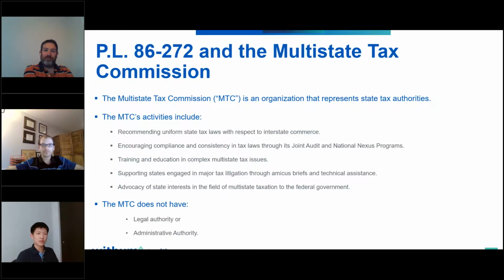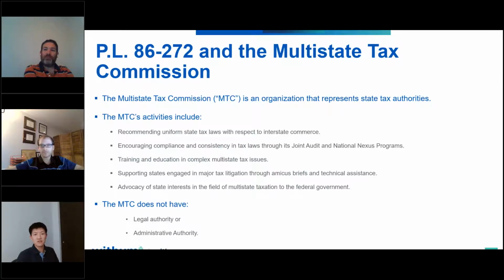I want to bring attention to the first two words of those functions, which are recommending and encouraging. As we discussed, the MTC doesn't have any legal or administrative authority to implement these rules. So they mostly just draft up language that states can adopt, and if multiple states adopt it, it will have the same language across all of them.